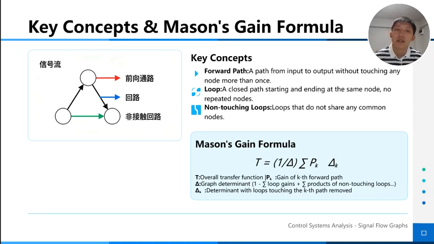To analyze an SFG, we need to understand key concepts like forward paths, loops, and non-touching loops. These are essential for applying Mason's gain formula, which allows us to directly compute the overall transfer function of the system without tedious graph reduction. The formula accounts for all forward paths and their interactions with the system's loops.